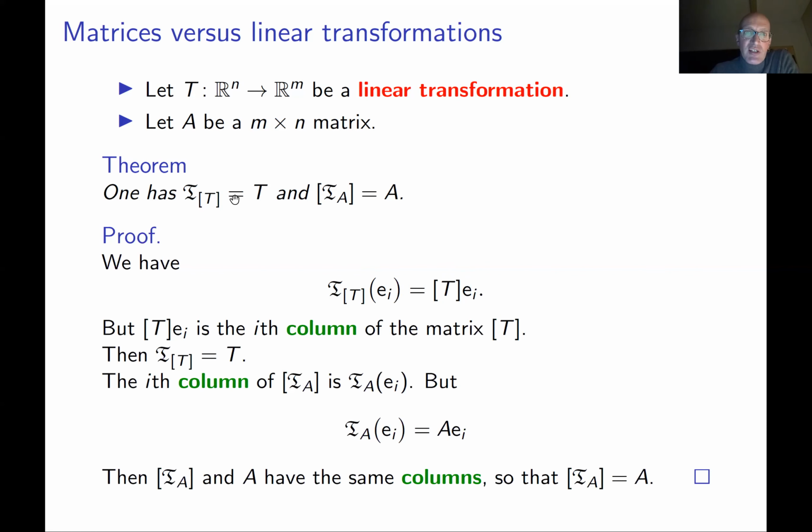Let's just do this. For example, you apply it to the vector e_i. What does it mean to apply the left-hand side to the vector e_i? By definition, it means you take the standard matrix of T and multiply it by e_i. But when you multiply the standard matrix of T by e_i, you get the ith column of the standard matrix of T. And the ith column of the standard matrix of T is, by definition, T of e_i. So this shows that this is nothing but T applied to e_i. So these are the same linear transformation.